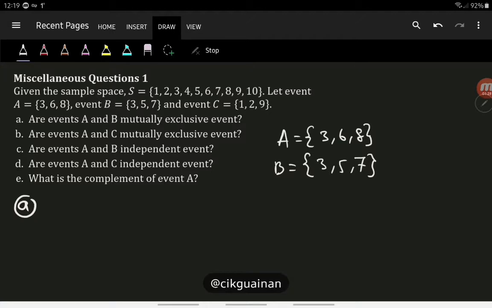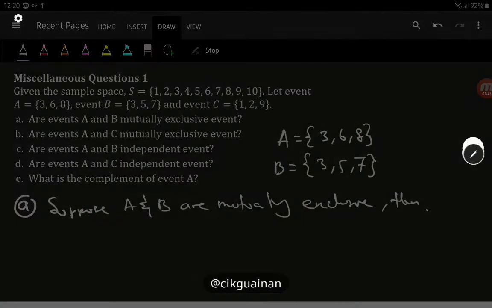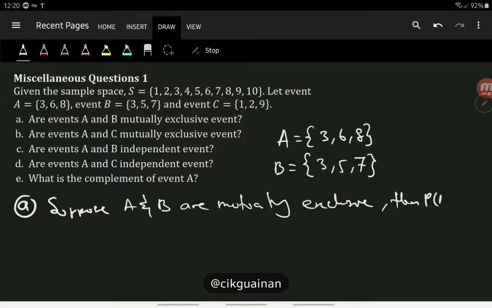In order to do that, suppose A and B are mutually exclusive, then A intersect B is equal to 0. So we have to find the intersection between A and B, and then make sure the value is 0. So the first work from here is to find P(A intersect B).